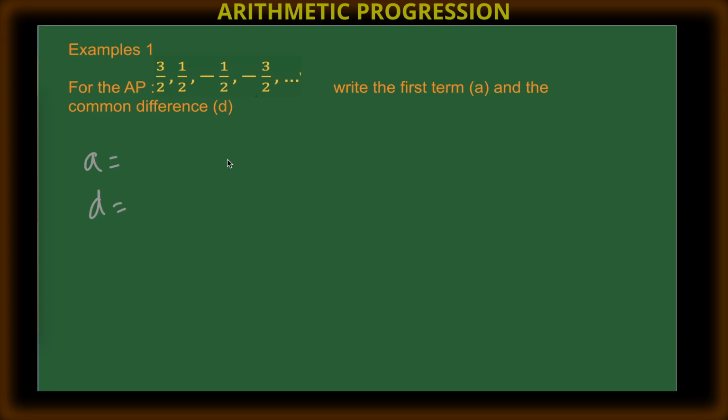So how do you identify the first term? First term is the first element of the arithmetic progression. As you can see, it is 3 by 2. And what is the common difference? How do you find the common difference? Common difference is second term minus the first term. Okay, so let's say the LCM is 2, 1 minus 3 minus 2 divided by 2, which is equal to minus 1.